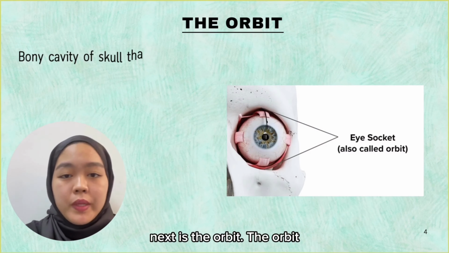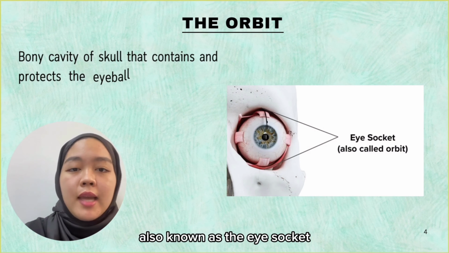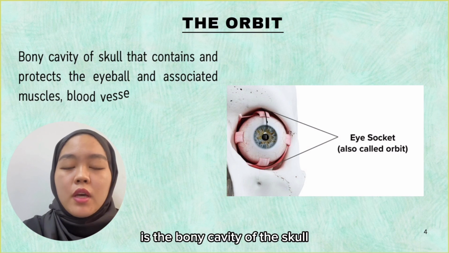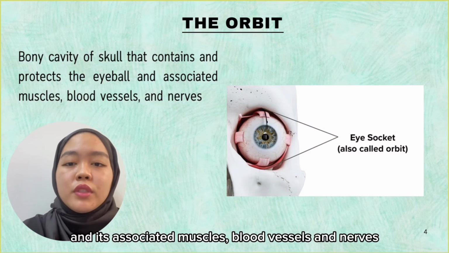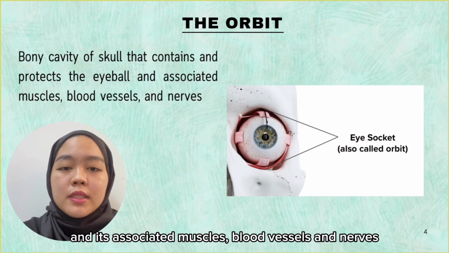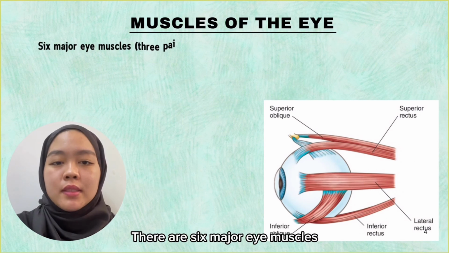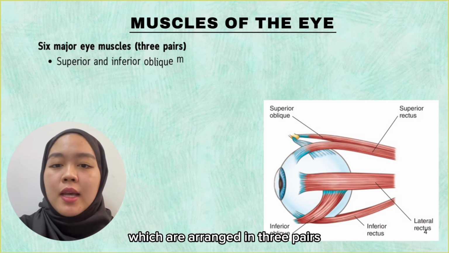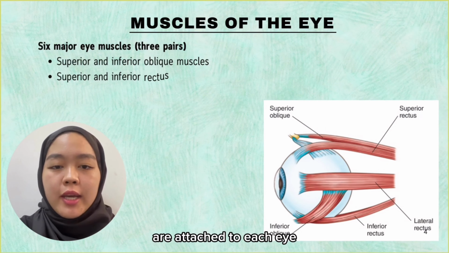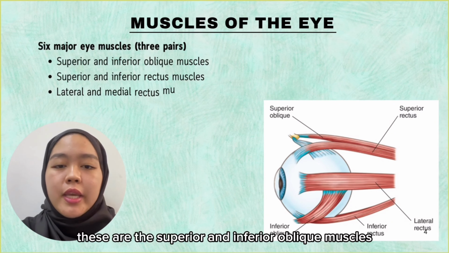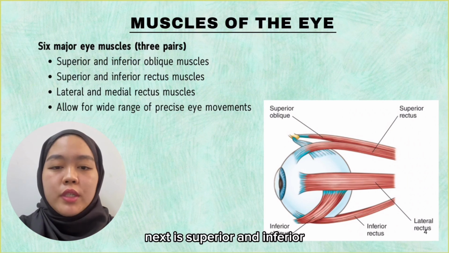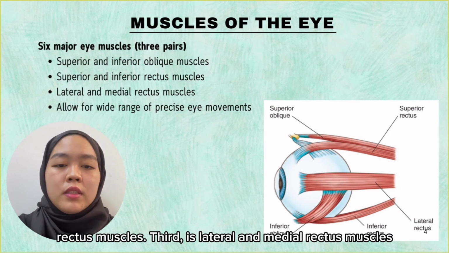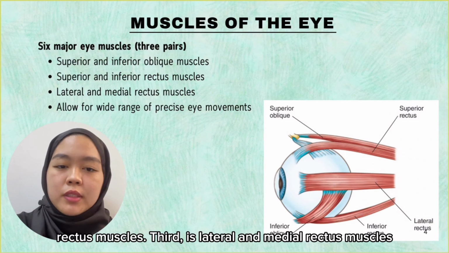Next is the orbit. The orbit, also known as the eye socket, is the bony cavity of the skull that contains and protects the eyeball and its associated muscles, blood vessels, and nerves. There are 6 major eye muscles, arranged in 3 pairs, attached to each eye. These are the superior and inferior oblique muscles, the superior and inferior rectus muscles, and the lateral and medial rectus muscles.